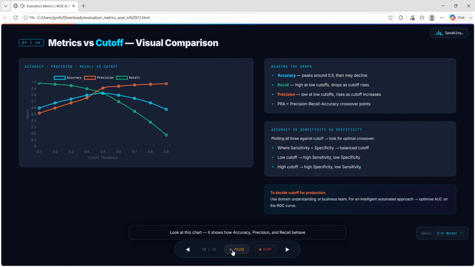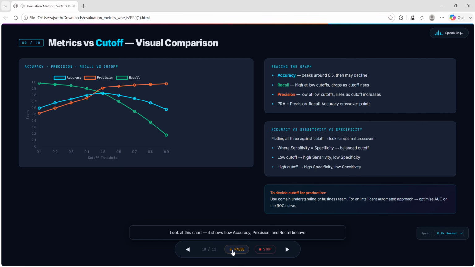Look at this chart. It shows how accuracy, precision, and recall behave as we change the cutoff threshold. At a very low cutoff, say 0.1, recall is very high because we predict almost everything as positive. But precision is low because many predicted positives are actually negative. As we increase the cutoff, precision rises sharply, but recall drops because we are being very conservative about predicting Class 1. Accuracy peaks somewhere in the middle, around 0.5 to 0.6 cutoff. This is why choosing the right cutoff matters so much.